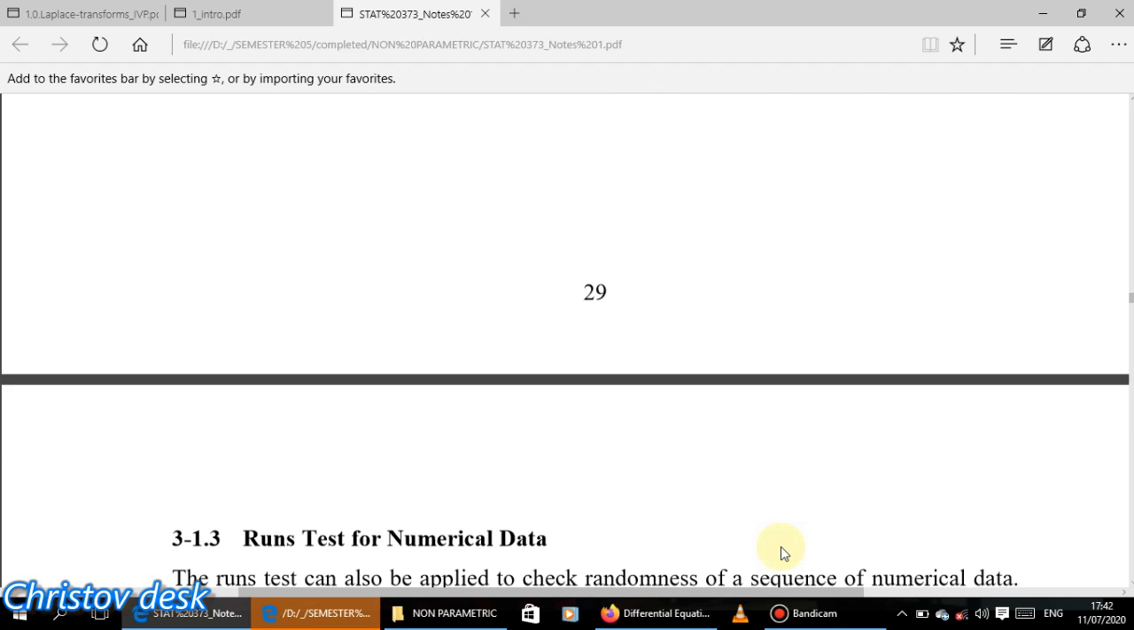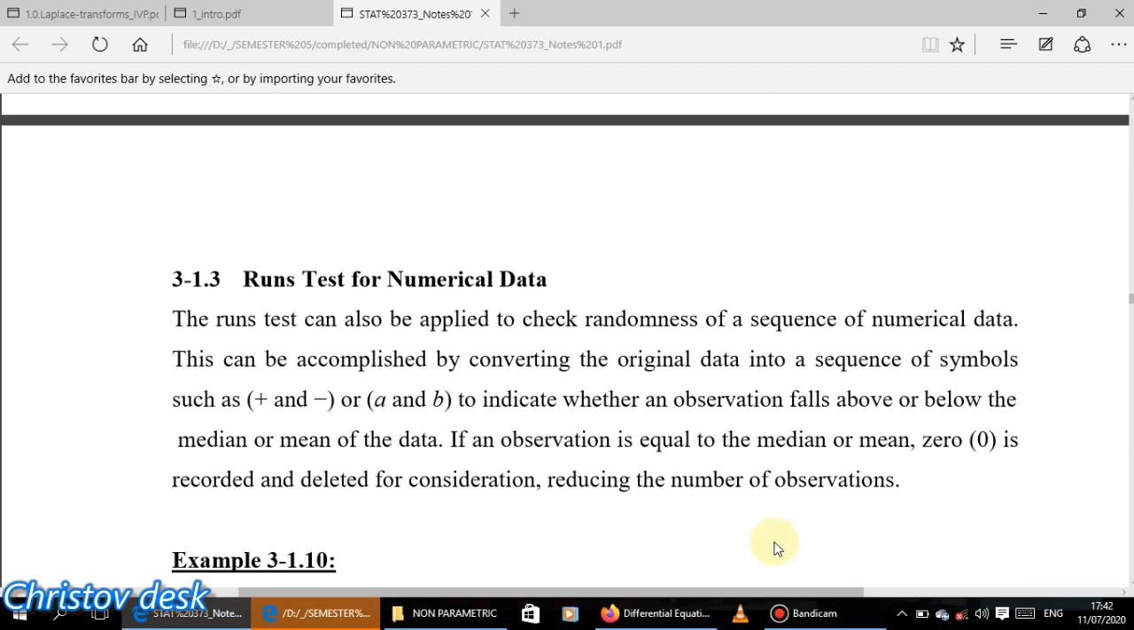So what happens if the data is numerical? It's the same approach that you would do. You use the sample sizes, whether it is large or small, and go about it that way. But you have to first convert that data into qualitative. Remember, the runs test is done on qualitative data.